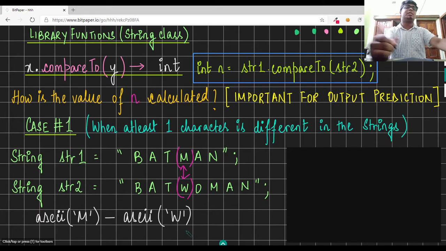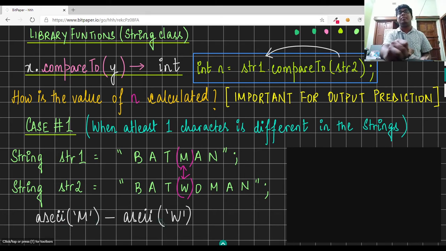Now, you might ask, why not the other way around? Well, the function call was as follows: n equals str1.compareTo(str2), meaning the characters of str2 would be subtracted from str1. All right. So the ASCII of W will be subtracted from the ASCII of M. Now, what would we get in this case?